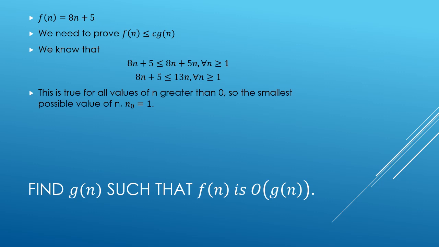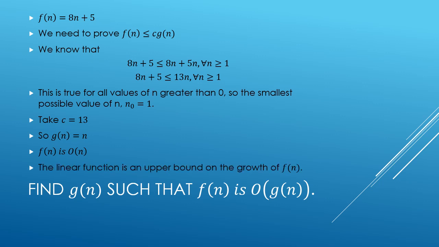This is true for all values of n greater than 0. So the smallest possible value of n naught is 1. Take C to be 13. So Gn is n and Fn is O(n). The linear function is an upper bound on the growth of Fn.